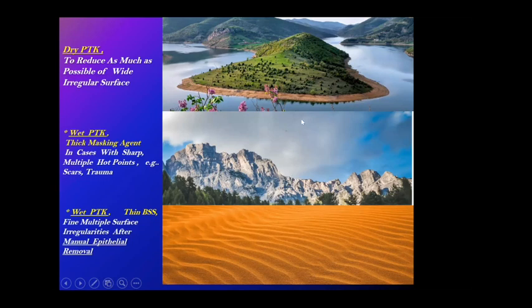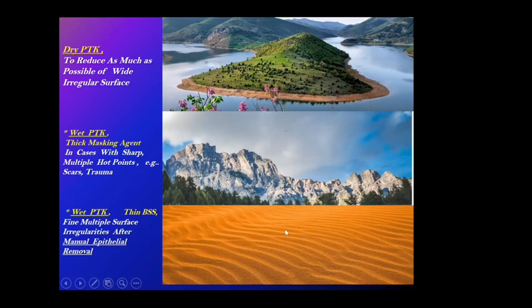And this is the dry. The wet PTK with thick fluid, because if you look at the mountains here, there are a lot of sharp, multiple hot points, and they are in different directions. It's not smooth like that. It just goes up and down. So here you have to have thick fluids.